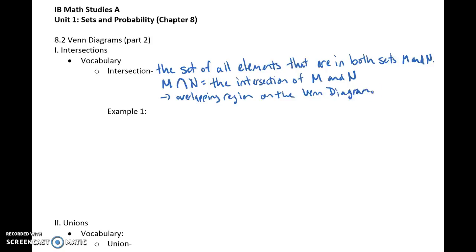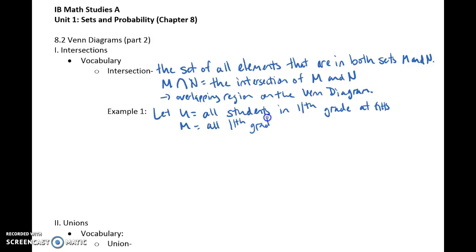Okay, so example one, let's go ahead and define some sets. So let's let the universal set today, let U equal all students in 11th grade at Granada. Let's let M equal all 11th grade students at Granada taking chemistry. And let's let N be all the 11th grade students taking Spanish 3 at Granada.